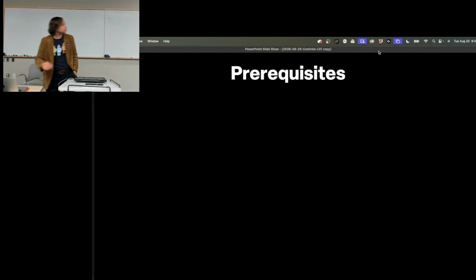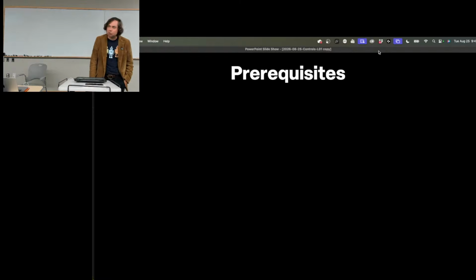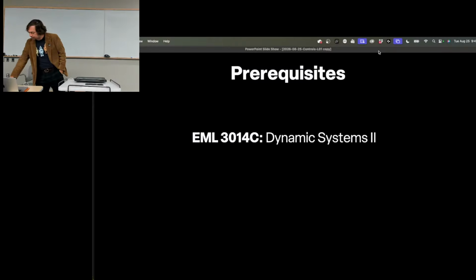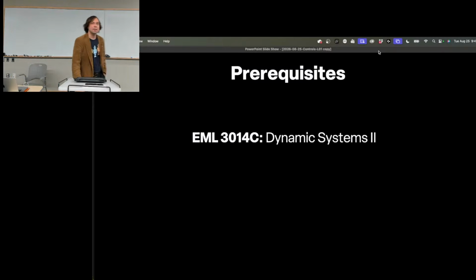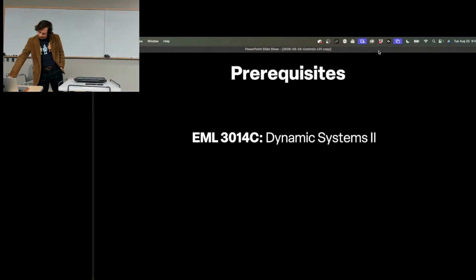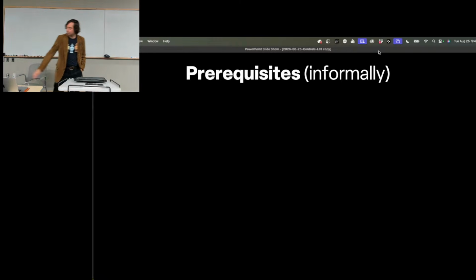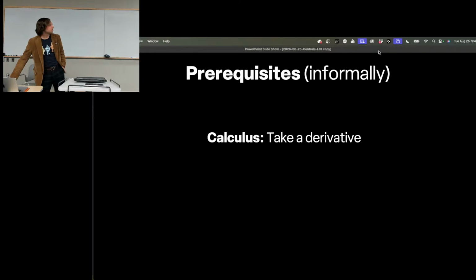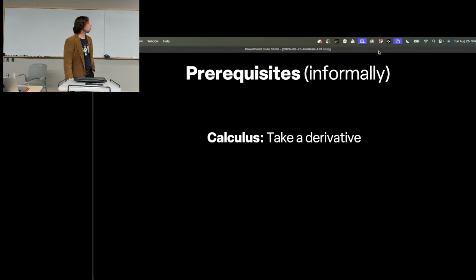Okay. For the course, there are prerequisites. So this is a senior level, grad level course, right? Our official prerequisite is Dynamic Systems 2. Who here has taken a Dynamic Systems 2 or equivalent, right? Okay. Most of you. Now, those are the formal requirements. Informally, what I want people to know going into this class, I need you to know calculus, meaning, can you take a derivative? We don't do a lot of integrals by hand. You're welcome. Maybe a couple at the beginning, but predominantly taking derivatives.